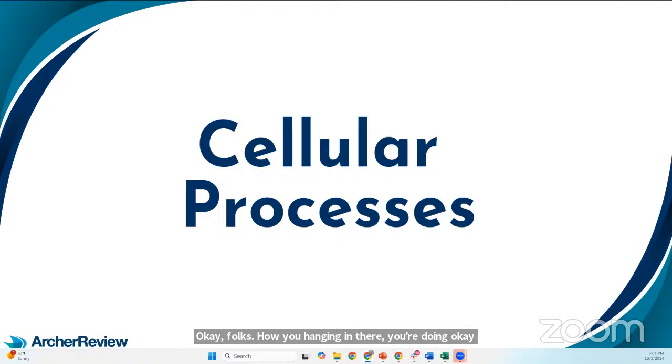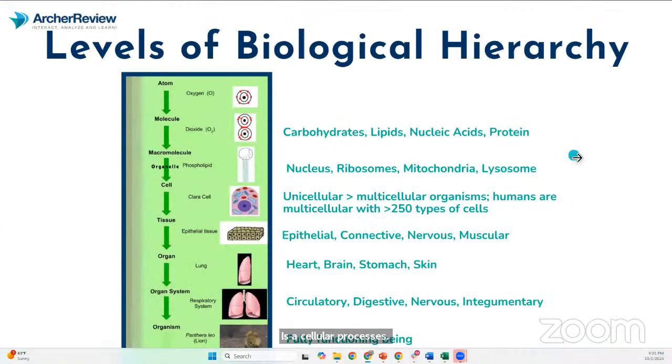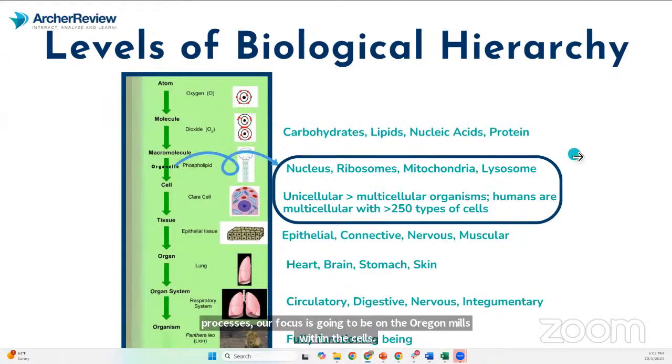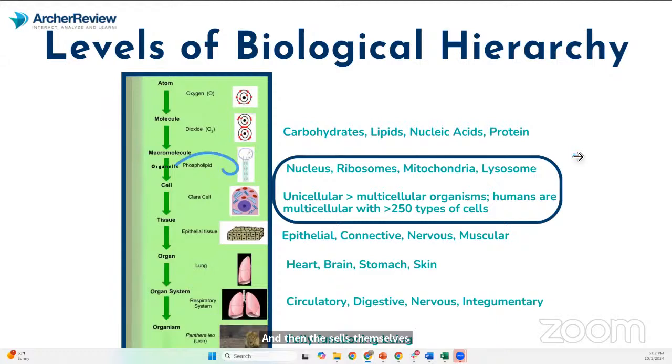We are moving on to a new topic. Our next topic is cellular processes. I always like to ensure that we know where we're at in this level of biological hierarchy. With cellular processes, our focus is going to be on the organelles within the cells and then the cells themselves. So we will start off with the organelles and go from there.